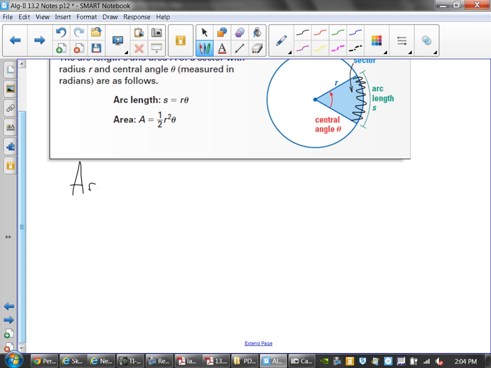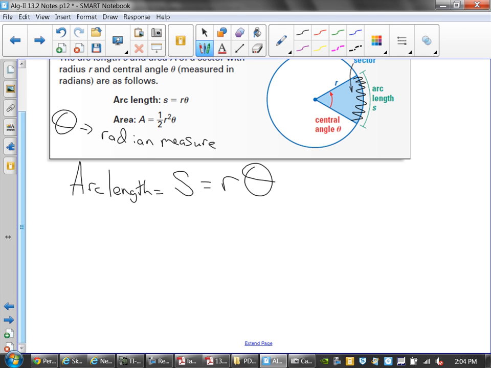The arc length, they use the letter S, is going to be your radius times theta. And theta is always your radian measure. So if they give you something in degrees, you have to switch it to radians.